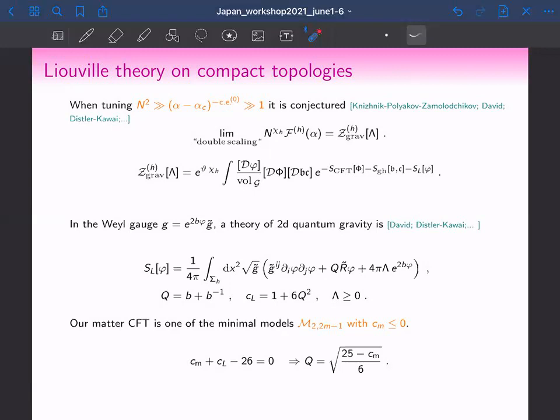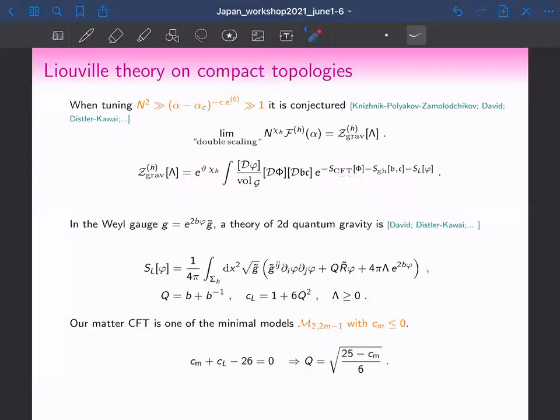lower genera contributions. And in this limit, it has been conjectured that the following identity holds true, so that we can express the free energy of the matrix integral in terms of the gravitational path integral on a genus H surface. And what is this gravitational path integral? Here we are really following the conjecture of Distler, David, and Kawai. So we are on a genus H surface, where theta is the coupling of this Euler characteristic, and this is the CFT that we have been coupling to gravity.